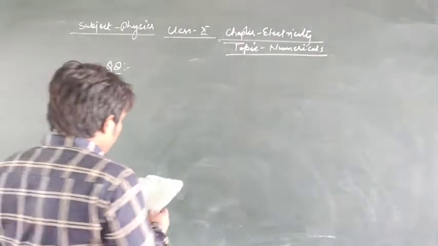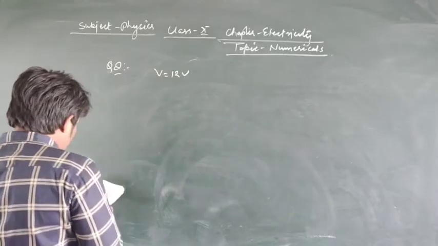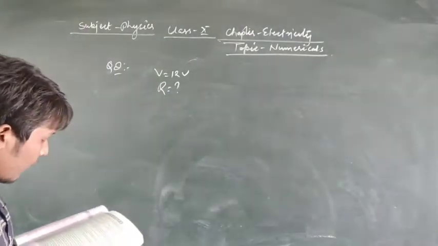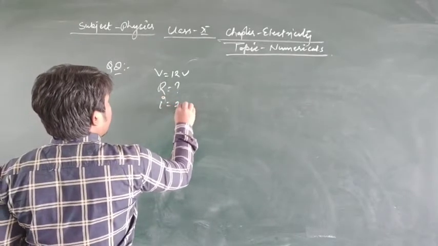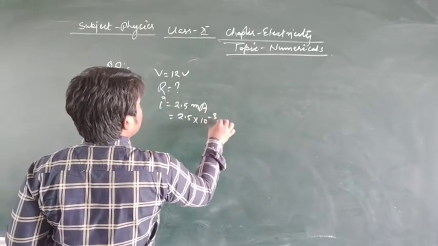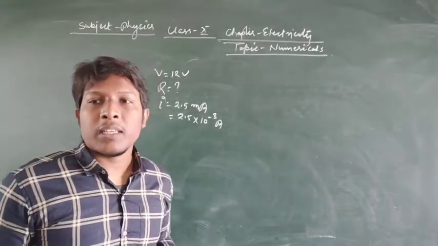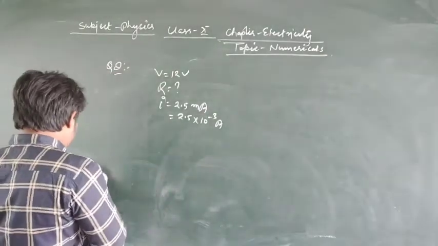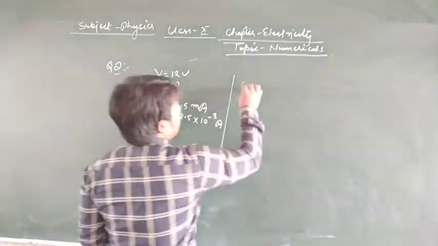Question number 8. A 12 volt battery is connected across an unknown resistance. The resistance is unknown to us. There is a current of 2.5 milliampere, so it is 2.5 into 10 raised to the power minus 3 ampere. Whenever current is given in milliampere, convert it into ampere; if length is in centimeters, convert it into meters. Clear? So you have to find the value of resistance in the resistor. Just apply Ohm's law.